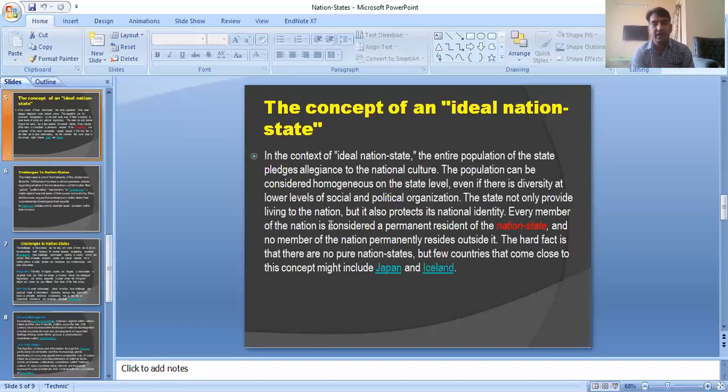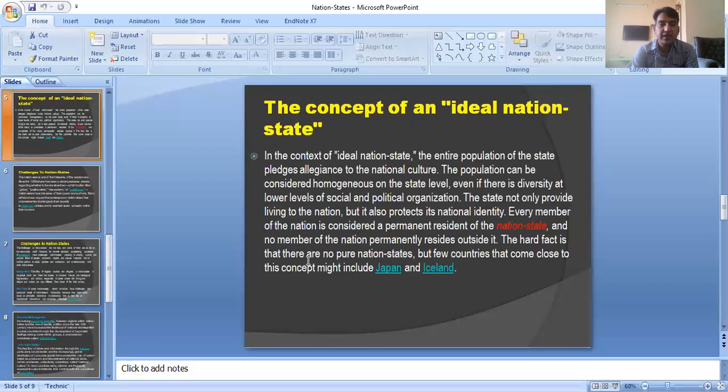So every member of a nation is considered a permanent resident of the nation state. The members who are living inside that country or that nation are part of the nation state. So there shouldn't be any discrimination. They all are equal, they have equal rights, and they are the permanent residents of that nation state. And no member of the nation state permanently resides outside. So if we belong to any nation state, our affiliation is that state. We must not have any affiliation outside, or we should not live outside the country.